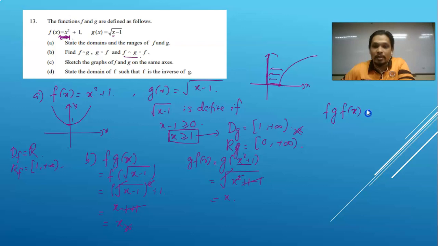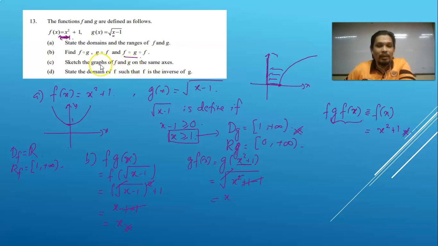And this one here, fgf(x). gf(x), we have found it earlier. gf(x) here equal to x. So gf(x), we have found it earlier, which is x here. Then it is x squared plus 1.